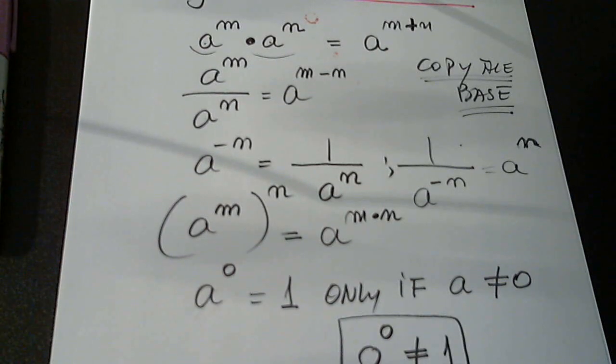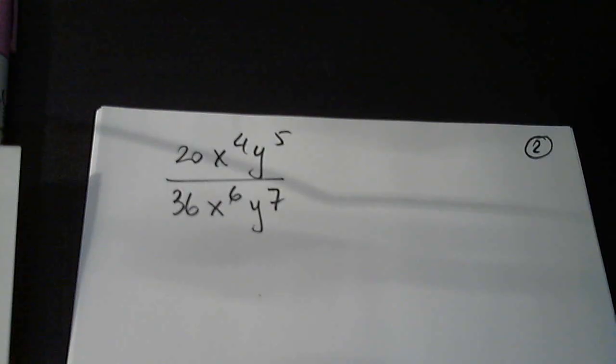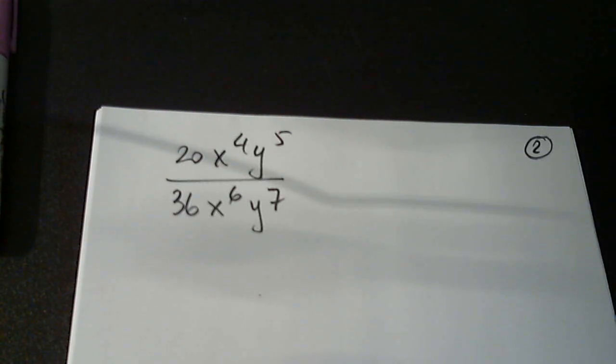Okay, now we're ready for that question. Any questions here? Any questions? Okay, so now we're ready to work on this. And that's my page 2. 20x to the 4th, y to the 5th, over 36x to the 6th, y to the 7th. Perfect. One way of doing this is this.